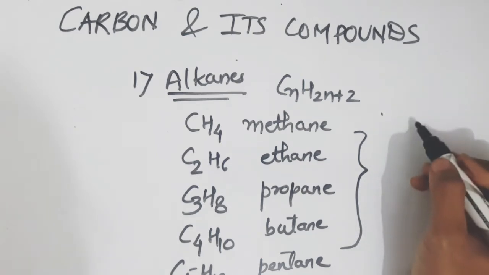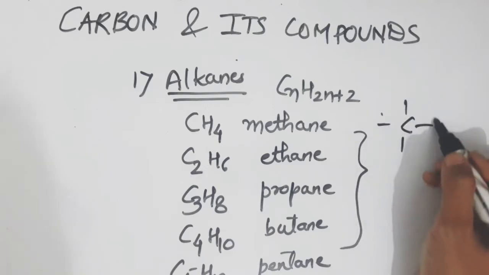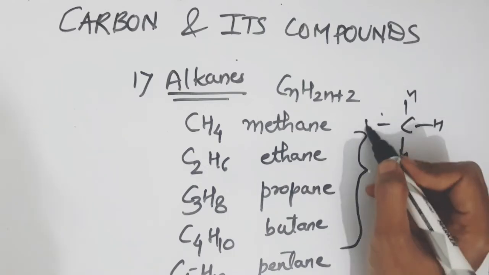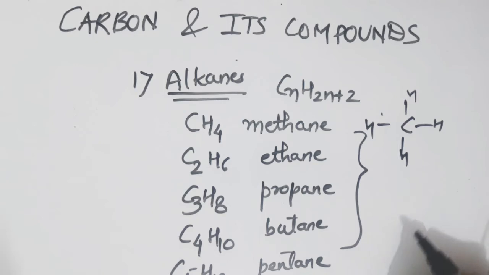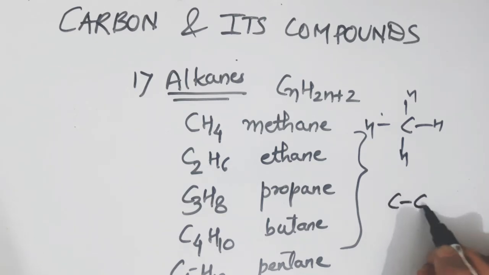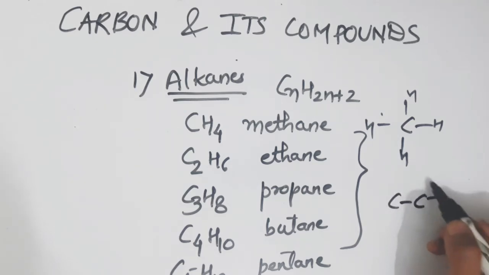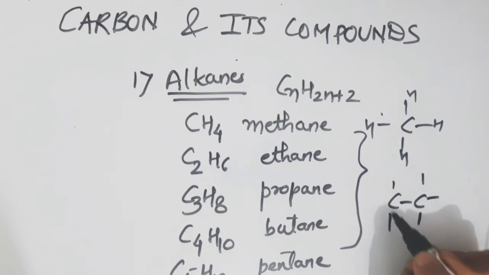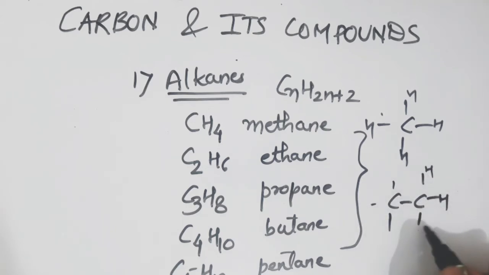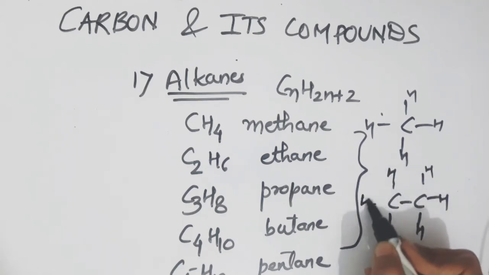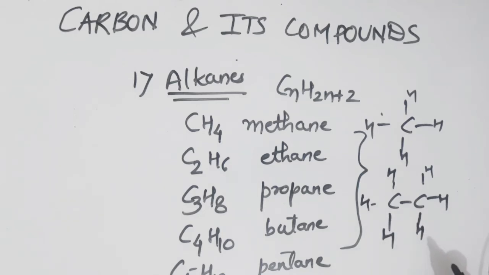So if you draw the structure of methane, you will have carbon linked to 4 hydrogen. Now if you draw ethane, you will have 2 carbon linked by a single bond, then you will have to add the hydrogens. So here you will have to add 6 hydrogens. This is the structure of ethane, having single bond, so they are known as saturated compounds.